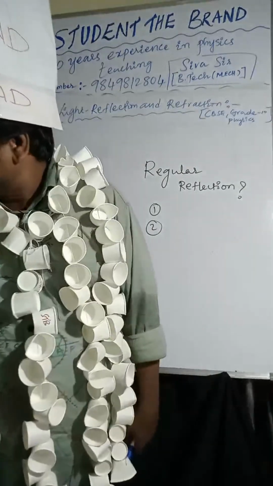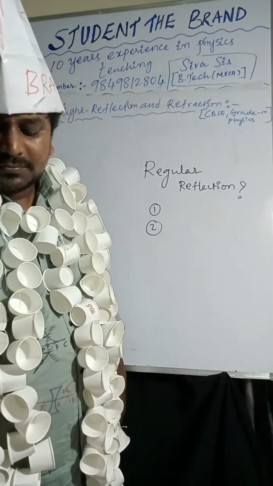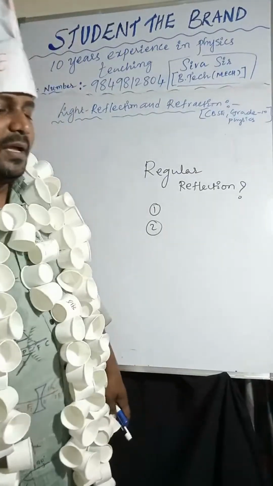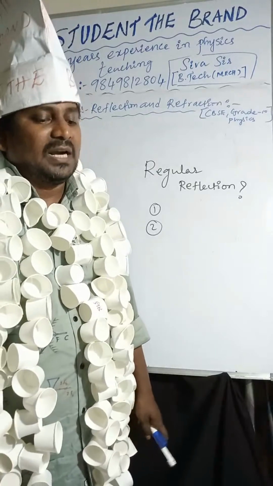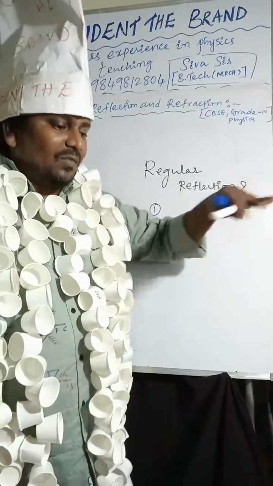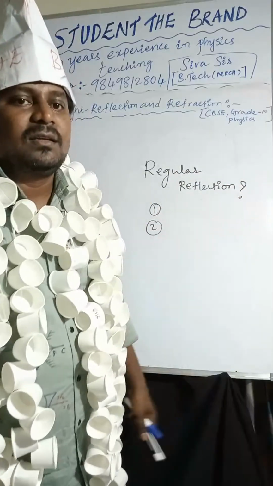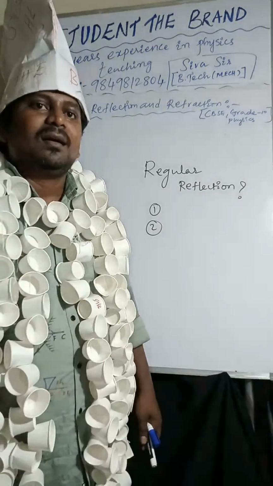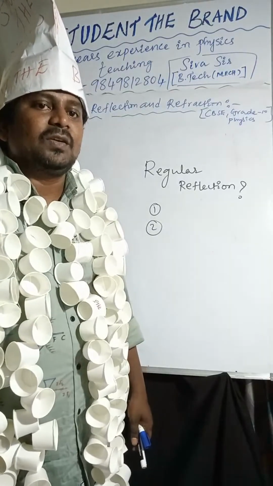Any other place where regular reflection takes place? Plane mirror, okay. And one more example, still water. We can say still water. If the water is moving, we can't say still water. With constant water, the surface will be regular, so it acts as a regular reflector. I hope it is clear to you.